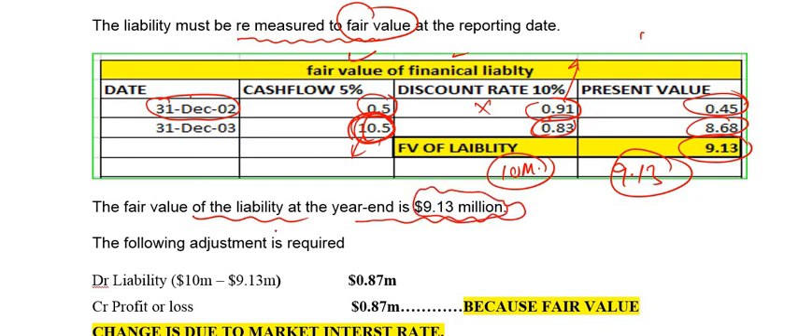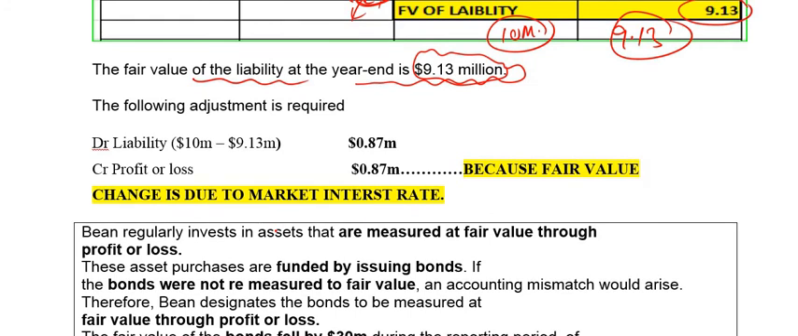So the following adjustment you have to do. The first one is the liability will be decreased. You know, debit liability means that decrease in liability with this amount, and this change is due to market interest rate. So we will record this into the profit or loss. So this will be the income for you, because fair value change is due to market interest rate.